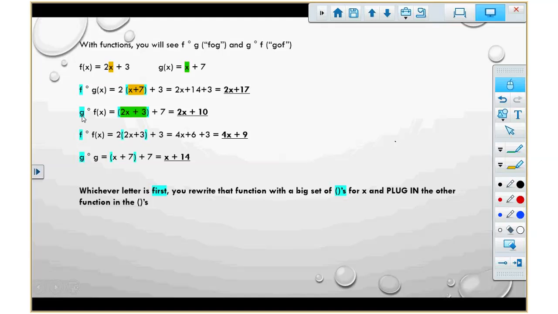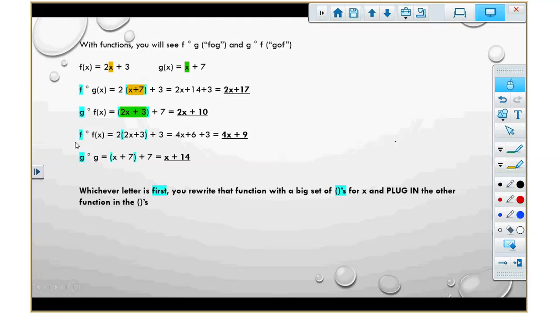Golf, I'm going to rewrite g with a big set of parentheses and plug in what? Okay. This is where you need to get your own little system down. My system is, what letter comes first, I rewrite that equation with big parentheses. So here, I rewrote this with a big set of parentheses. Here, I rewrote this with a big set of parentheses.